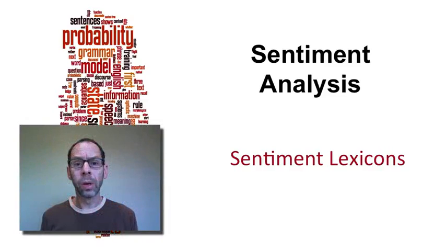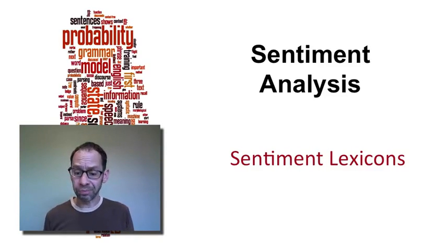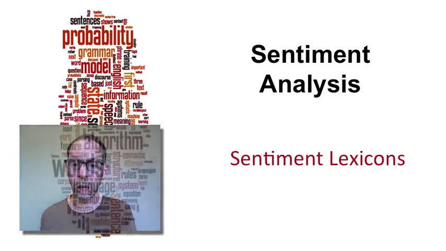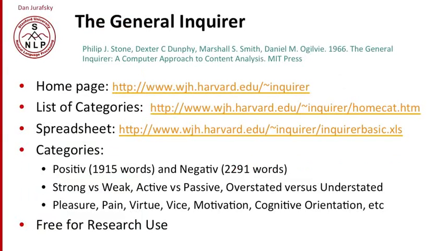In our baseline algorithm, we used all the words to do sentiment analysis. But there's lots of information about which words have which kind of sentiment that we might want to make use of in addition. These are called sentiment lexicons. One sentiment lexicon is the General Inquirer. It's been around for quite a long time, since 1966.